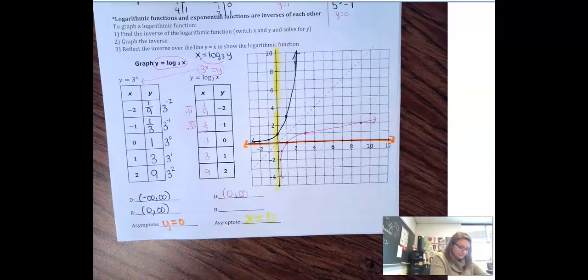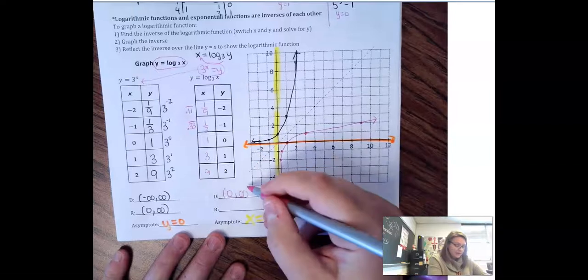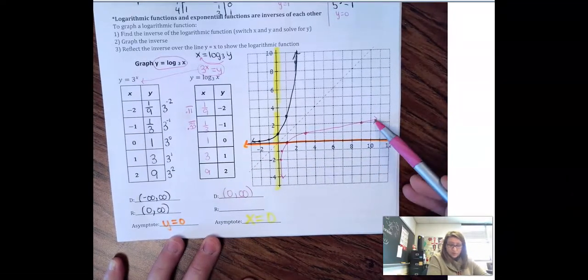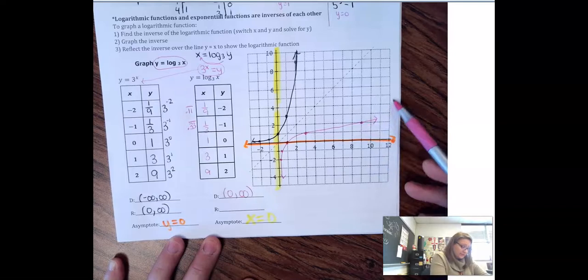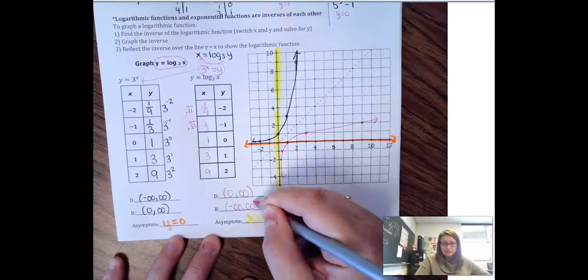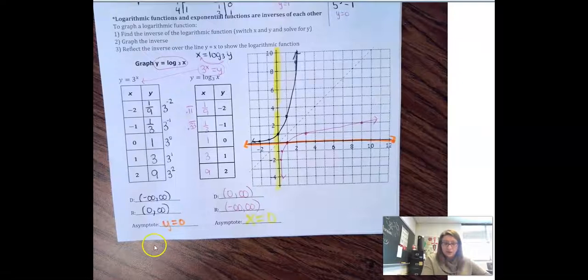Now, for the range, close that parenthesis there. Now, this goes down forever. This goes very gradually, but this will go up forever. So your range here for the log function is actually -infinity to infinity, and that'll be true for any log function.